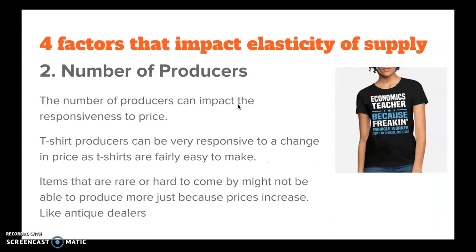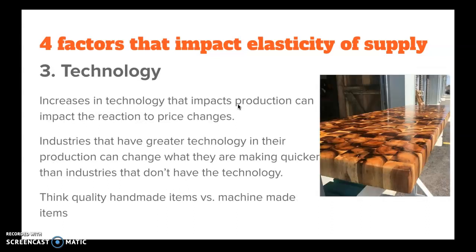Number of producers, there's a lot of t-shirt makers, right? So there's a number of producers that can increase the supply, which makes it more elastic. So if a lot of different producers can produce the same item, it's a very elastic product that is being created. However, things that are rare, like antiques, end up being more inelastic because they're harder to come by, and you don't have as many producers.